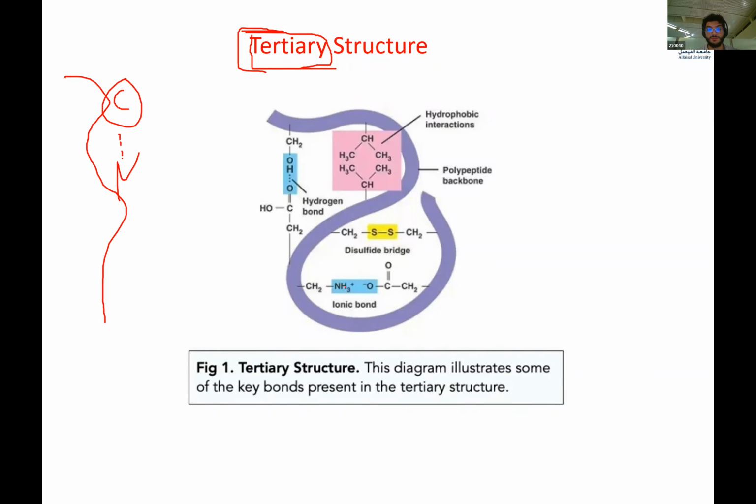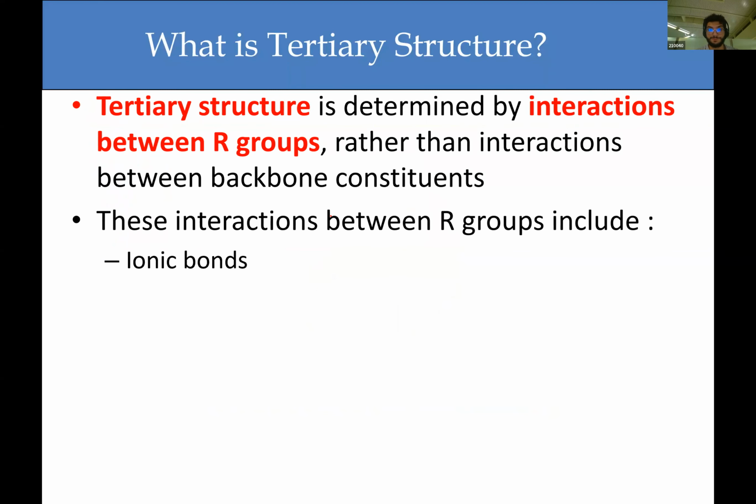So we've only been discussing the amine group and the carboxyl group. Now we want to bring the side chain in. This side chain, this R group, sorry, right here, is what determines the tertiary structure. That's very important. This interaction between two different R groups is what determines the tertiary structure.